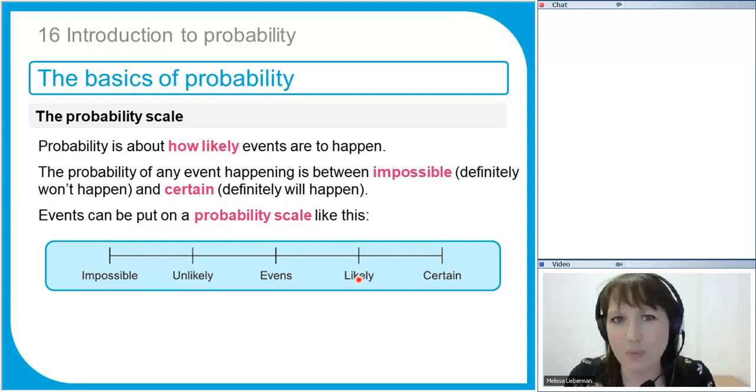Likely means it's probably going to happen, but it's not absolutely certain. And certain means it will definitely happen. So you roll a dice, the chances of getting a number from 1 to 6 is certain. That's just a few examples there.